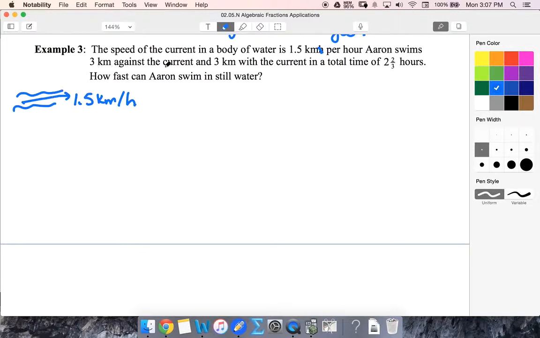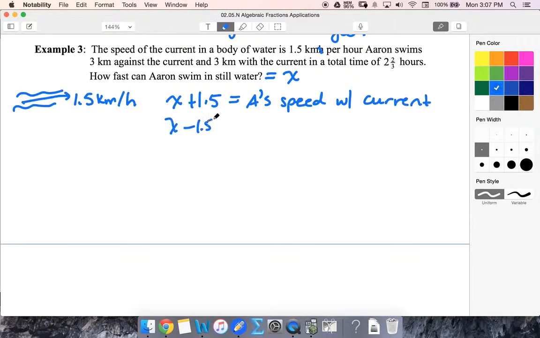So how fast can Erin swim in still water? I'm going to let that be my x. So with the current, Erin's speed is x plus 1.5. And x minus 1.5 is Erin's speed without the current.